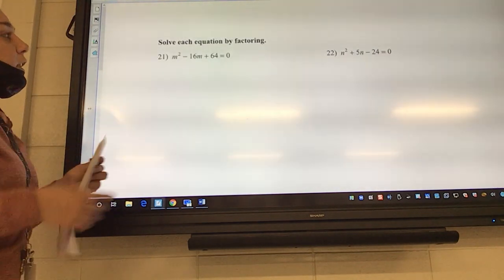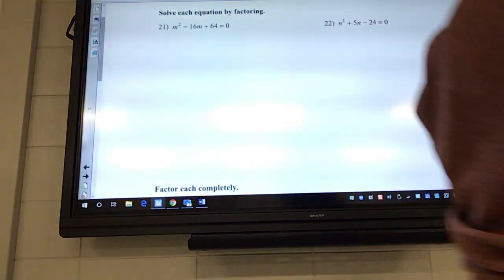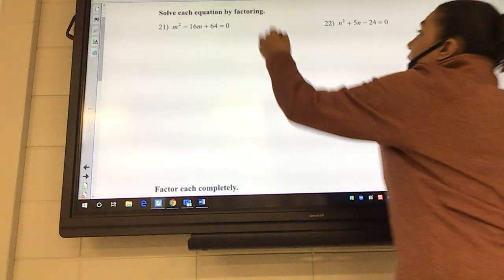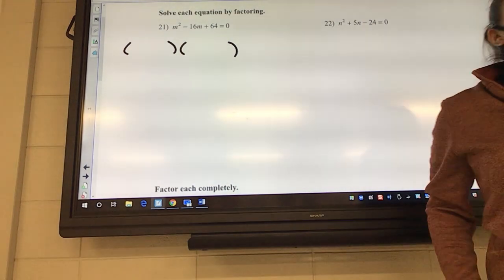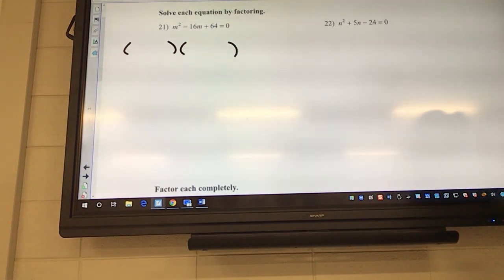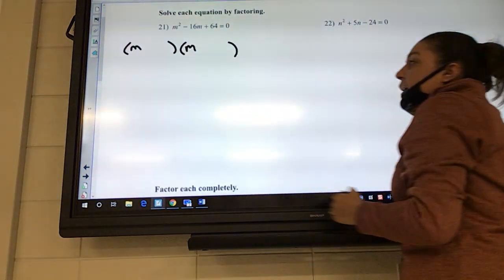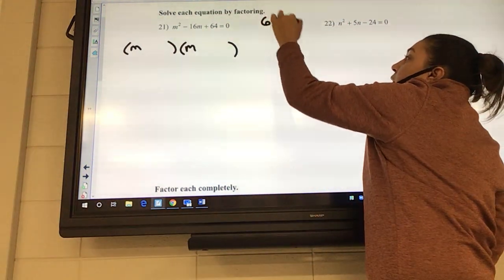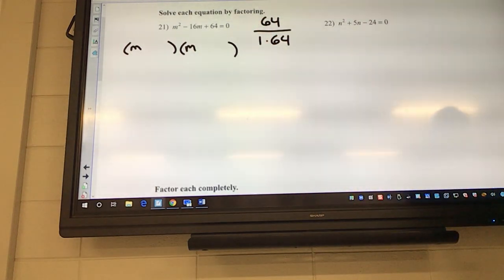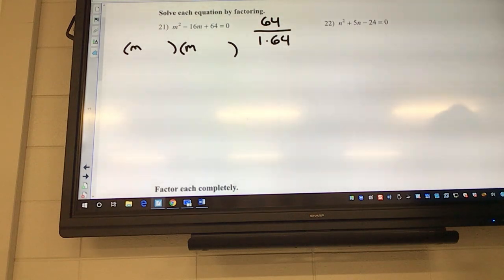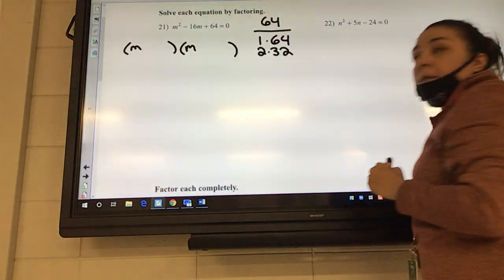Okay, these ones are where you're going to factor with the original way that we've done. So, you draw two sets of parentheses. How many m's do we have? You look at the first term, we have m squared, so you put m and m. And we find some factors of 64. So 1 and 64. Does 2 go into 64? 2 and 32.